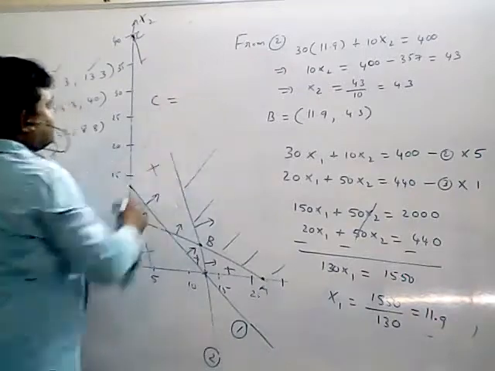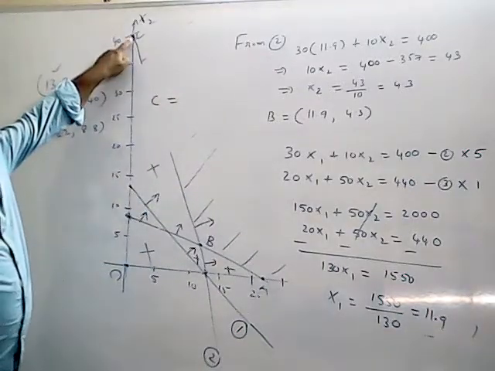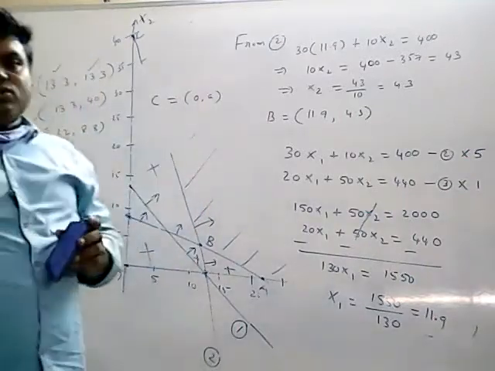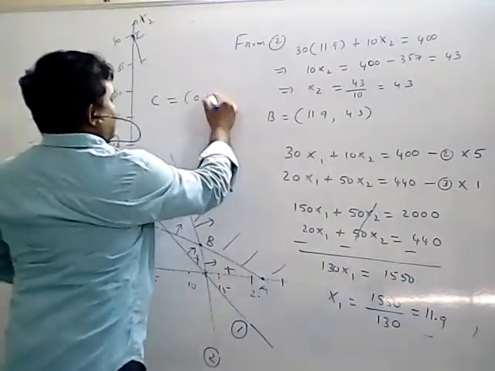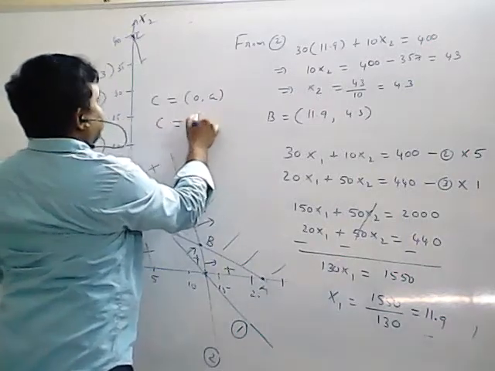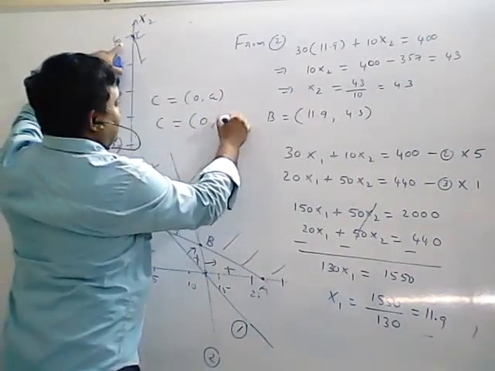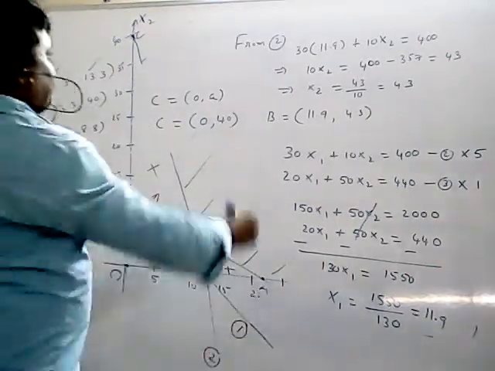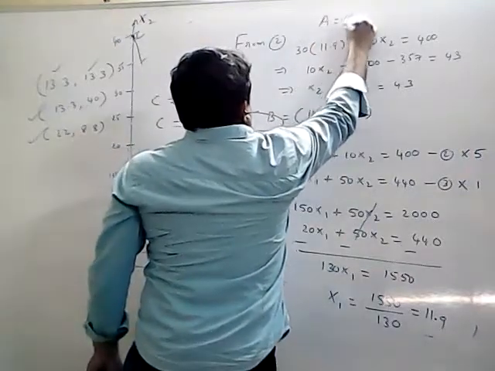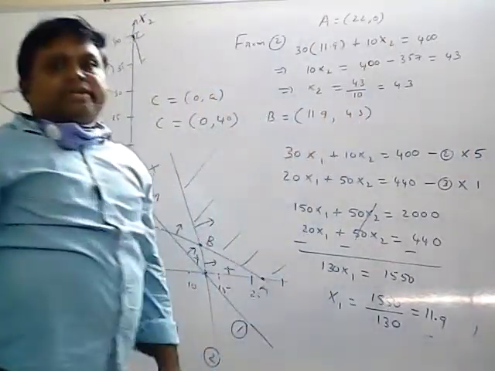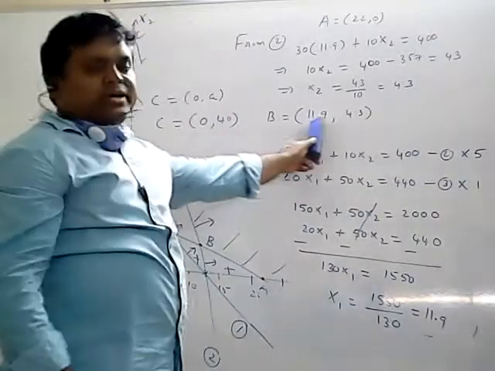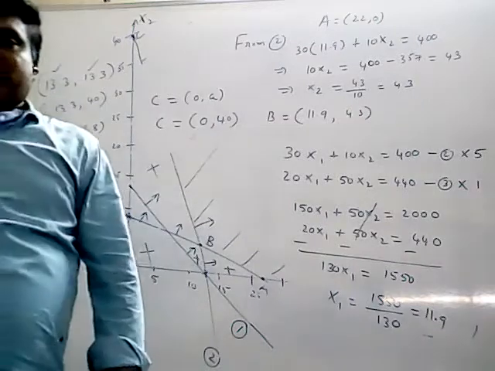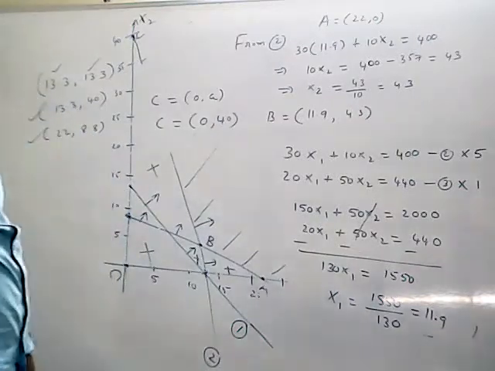C is the point on the y-axis, which is 0, a. So the C point equals 0, 40. Now I know all the points. The A point is 22, 0. The B point is 11.9, 4.3. And the C point is 0, 40. That means step number 4 is completed.